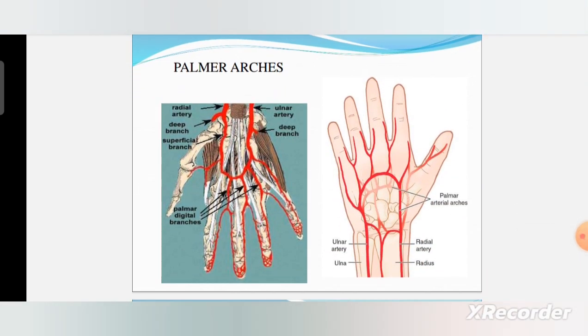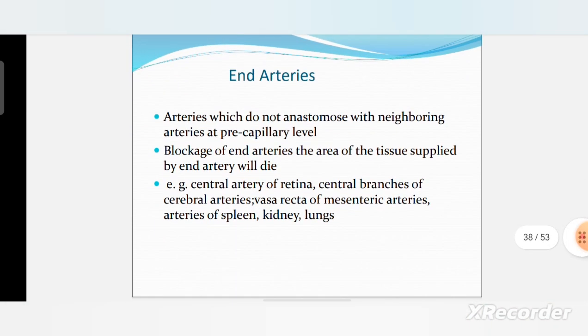Figures of the palmar arches and palmar arteries. Arterial arches are made up of the ulnar artery and radial artery. Next are the end arteries. End arteries are arteries which do not anastomose with neighboring arteries at the precapillary level. With blockage of end arteries, the area of tissue supplied by the end artery will die. For example, the central artery of the retina, central branches of cerebral arteries, vasa recta of mesenteric arteries, and arteries of the spleen, kidneys, and lungs.